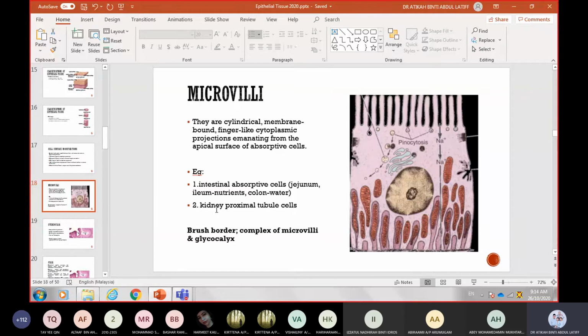We also have microvilli in the kidney to reabsorb water and excrete, because we only want to excrete the waste products, right? So most of the water is reabsorbed in the kidney by these microvilli.